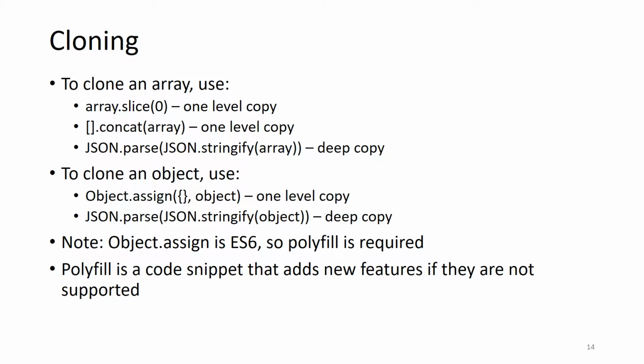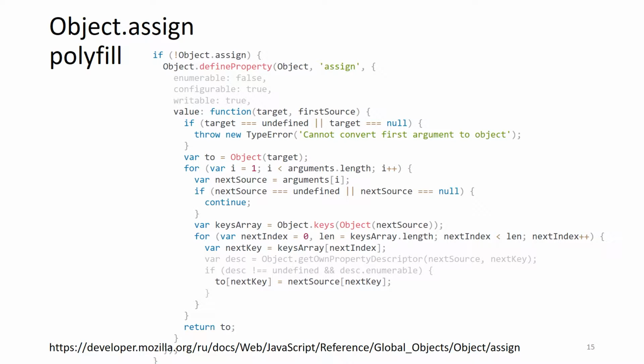So, what does a polyfill for Object.assign look like? I've taken it directly from the developer Mozilla.org website, and I grayed out some not important stuff. So what we see here, if not Object.assign, is the first condition, which basically tests whether Object.assign is defined. If it's defined, we do nothing. If it's undefined, we define it using Object.defineProperty. Probably you will never have to use this function in your code. And we set the property assign of Object to the value that equals this function.